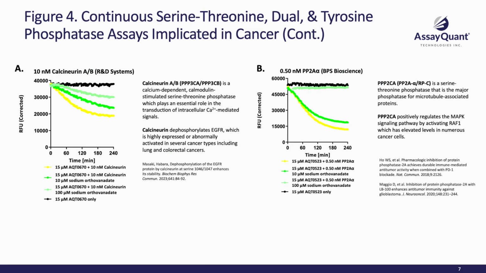Panels A and B show calcineurin and PP2A alpha, serine-threonine phosphatases. The green bars only begin to reach the black control line at 100 micromolar sodium orthovanadate, which is expected as sodium orthovanadate is a strong tyrosine phosphatase inhibitor, but will inhibit some serine-threonine phosphatases at high concentrations.